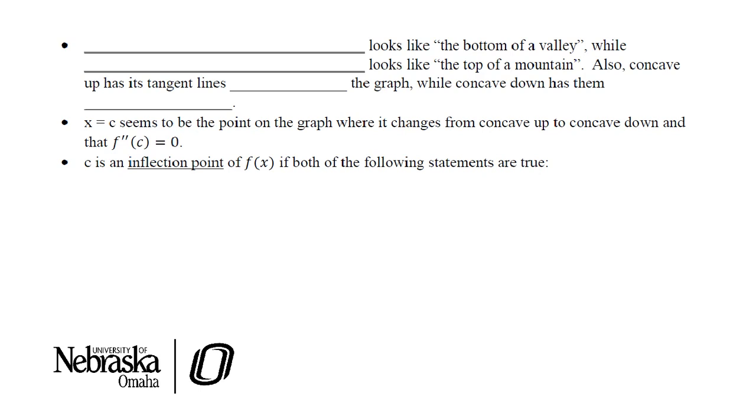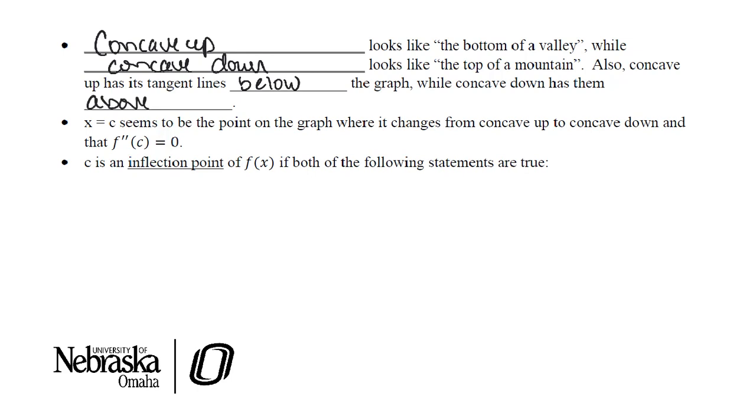So when we're talking about what this looks like, it looks like we're concave up at the bottom of the valley, where concave down looks like the top of a mountain. Also, concave up has its tangent lines below the graph, while concave down has them above the graph. Okay.